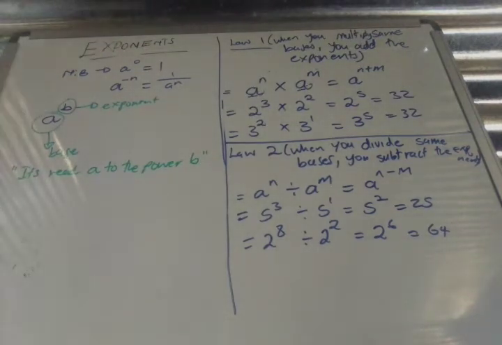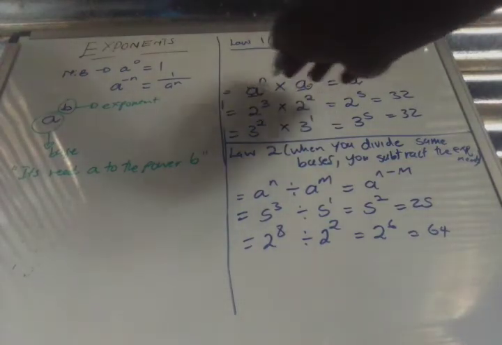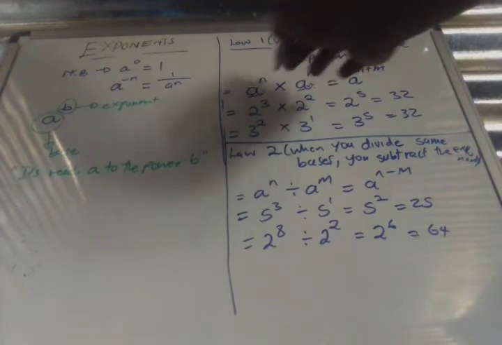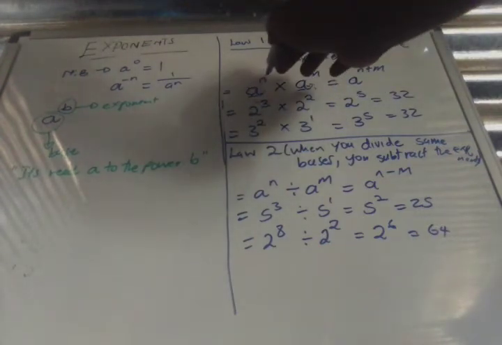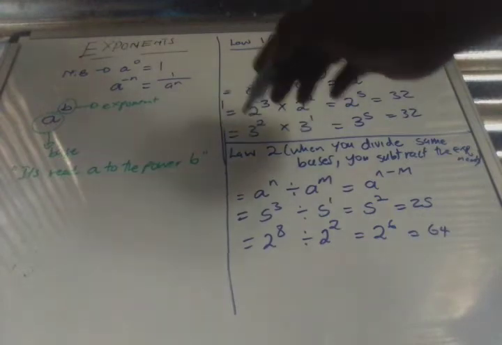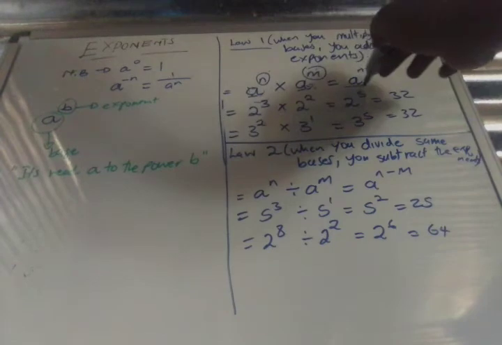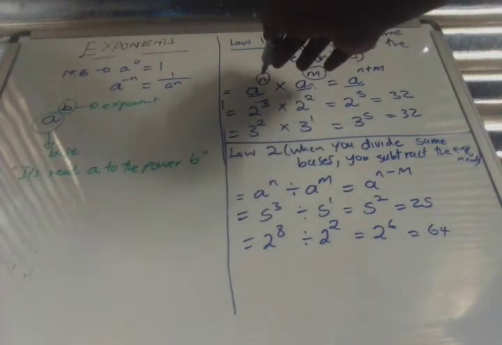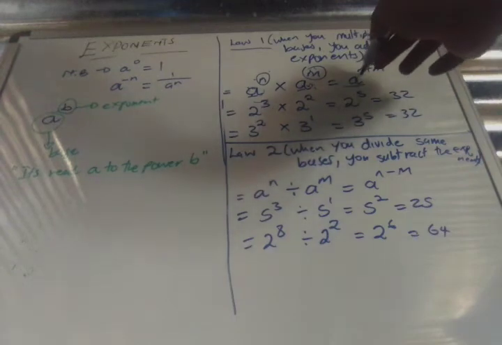So what this law is saying is that if you are multiplying two numbers or two variables that have the same base, what you do is just add their exponents. You write down the common base and add the exponents, n plus m. You have a to the power n plus m.